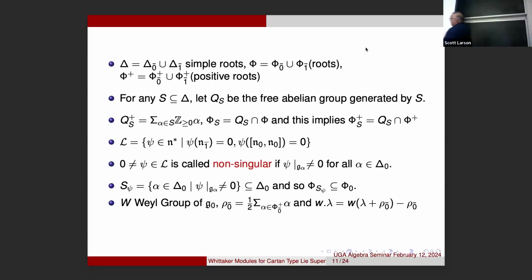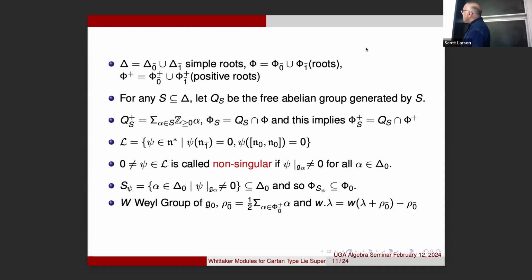So let's fix a psi in N, where psi goes from N to C. I will denote by S psi the subset of simple roots of G0, such that psi restricted to G alpha is not equal to 0. I look at the simple roots in delta 0, not all even roots, such that the restriction of psi is not equal to 0. This is a subset of simple roots for GLN.